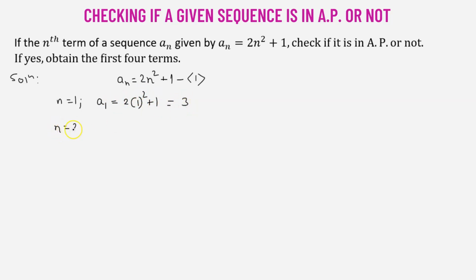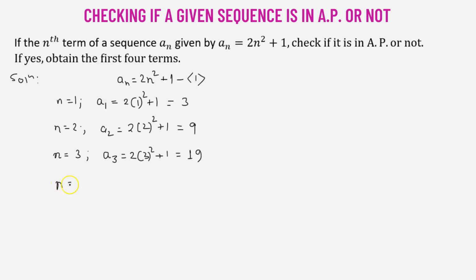Then we'll obtain the second term. For that, we'll replace n with 2. So we have a2 equals 2 times 2 squared plus 1. So 2 squared is 4, 4 times 2 is 8, 8 plus 1 will be equal to 9. Let's obtain the third term. For this, we consider the n value to be 3. So we have a3 equals 2 times 3 squared plus 1. So 3 squared is 9, 9 times 2 is 18, 18 plus 1 is 19.